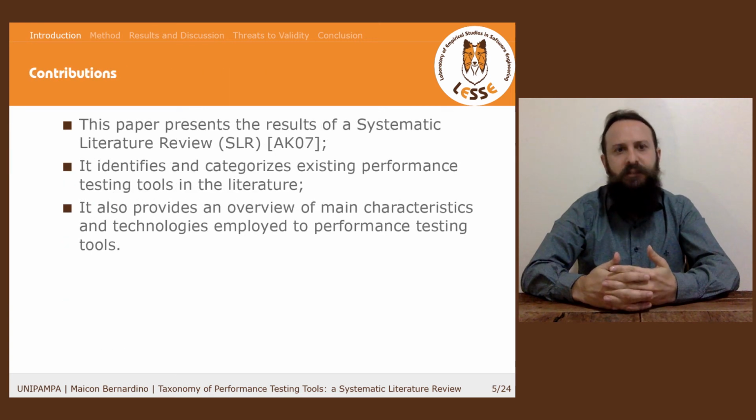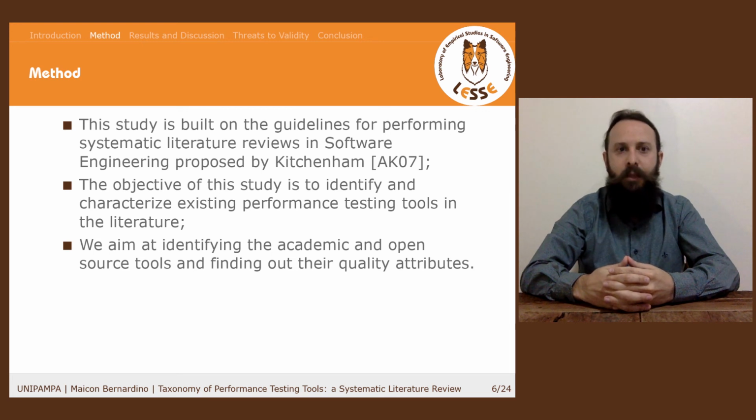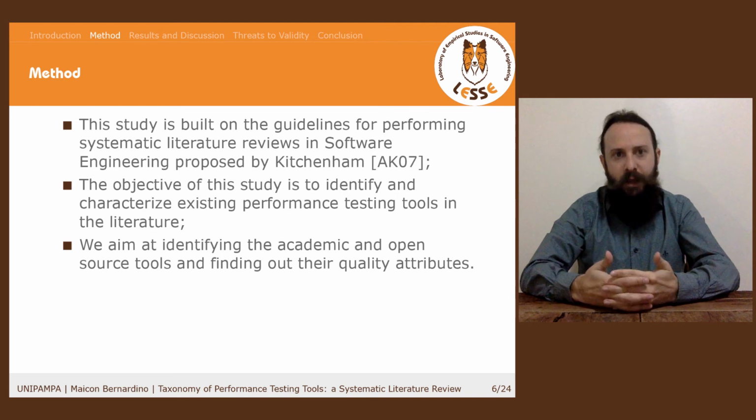Our contributions. This paper presents the results of a systematic literature review. It identifies and categorizes existing performance testing tools in the literature. It also provides an overview of main characteristics and technologies employed in performance testing tools. This study is built on the guidelines for performing systematic literature reviews in software engineering proposed by Kitchenham. The objective of this study is to identify and characterize existing performance testing tools in the literature. In addition, we aim at identifying the academic and open source tools and finding out their quality attributes.